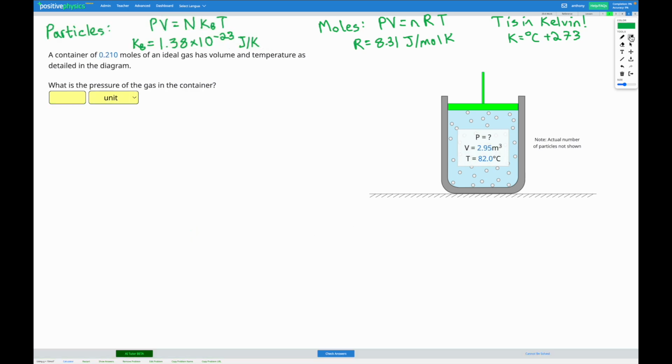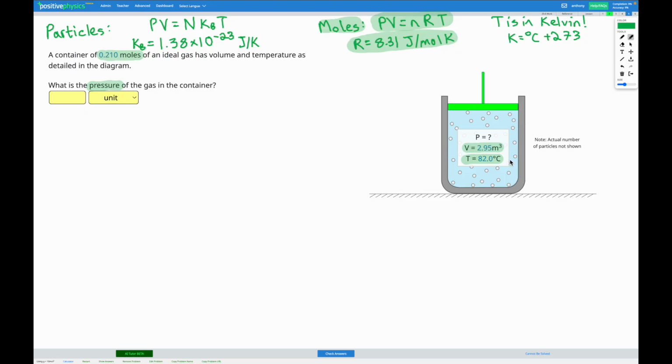A container of 0.210 moles of an ideal gas has volume and temperature as detailed in the diagram. The diagram shows us our volume is 2.95 meters cubed, the temperature is 82 degrees C, and our pressure is unknown. The question asks us, what is the pressure of the gas in the container? So because we were given moles of gas in the question, we know we're going to be using the moles equation, which is PV is equal to nRT, with a lowercase n showing moles of gas. That uses R, which is the universal or molar gas constant, 8.31 joules per mole Kelvin.